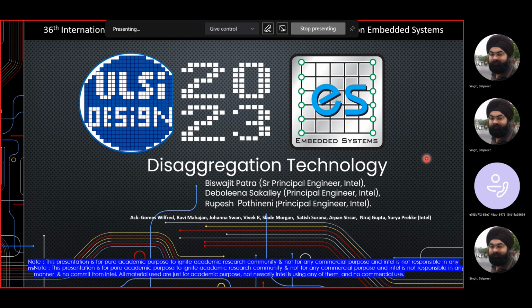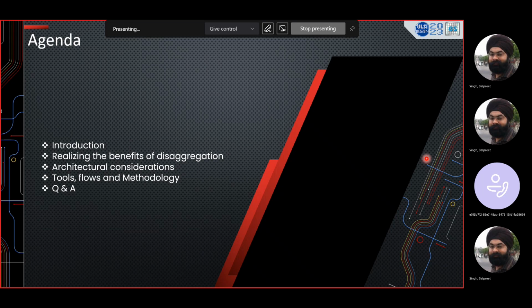So with that, let me start with this. We'll talk about the introduction to the disaggregation technology. What is this technology all about? How can we get the benefit out of it when we are developing the SoCs? And how, in the Indian context also, we can create an ecosystem so that all of us can get benefit, and India can also become a silicon hub, taking it from where it is today to the next level.